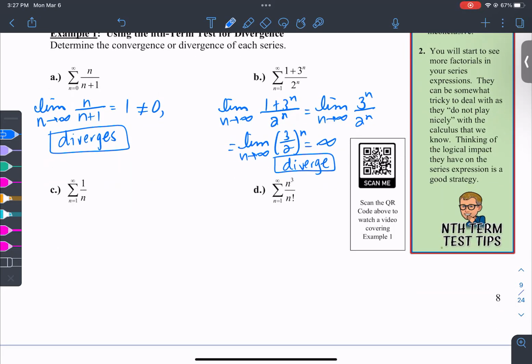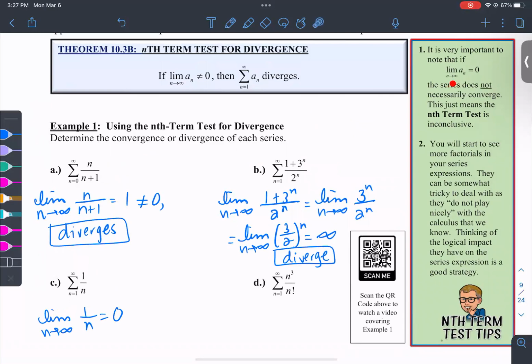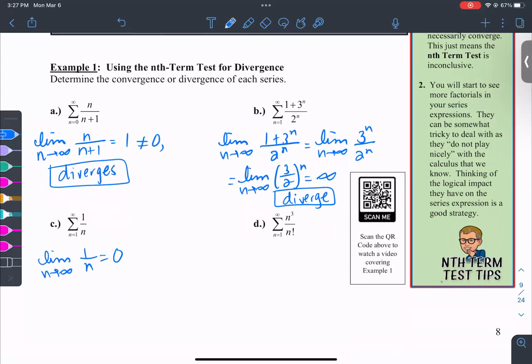Okay, C, we sum from 1 to infinity of 1 over n. So take the limit as n approaches infinity of 1 over n. That is a bottom-heavy function, so that limit would be 0. So remember this rule over here. Saying that the limit approaches 0 does not necessarily mean it converges. It may converge, but we cannot use that information to validate. So we have to say that our nth term test is inconclusive. We will, in the next few days, learn ways to know if this converges or diverges in other ways. For now, all we can say is we're not sure.